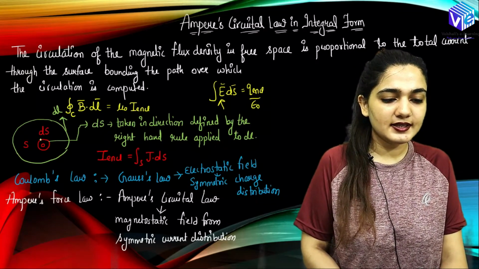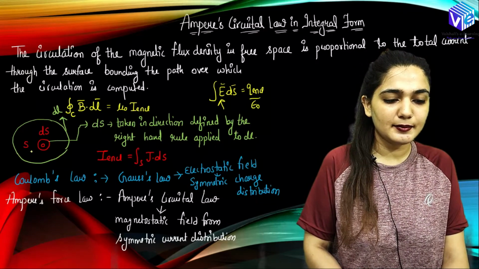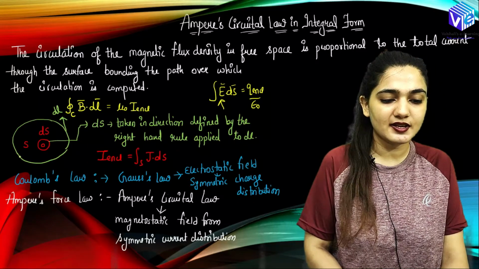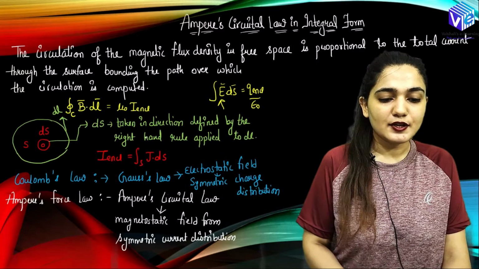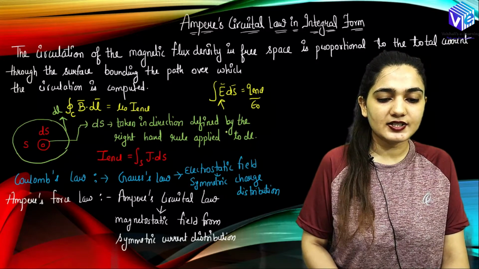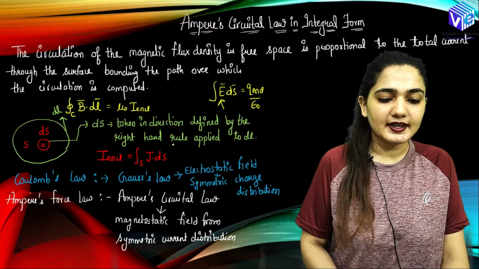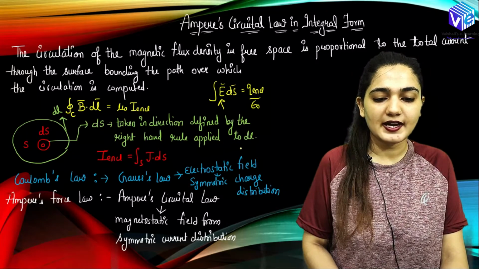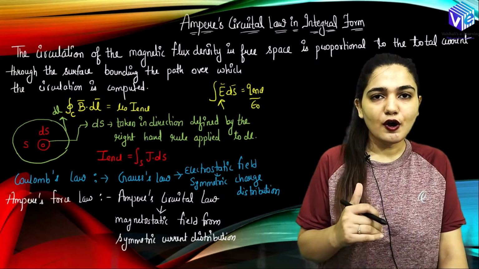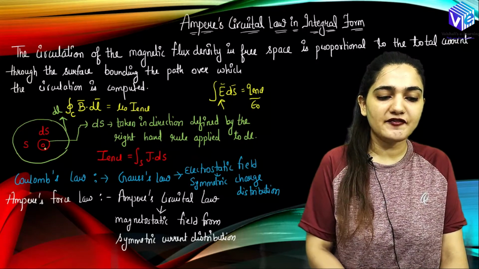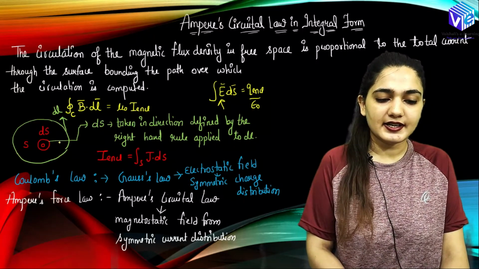So here you can see this is ds and here we have the surface, the total surface is this, and now we have taken a small surface ds. The ds is taken in the direction which is defined by the right hand thumb rule applied to dl. So I will be applying the right hand thumb rule on the dl, and this is how we will be finding out the direction of the ds.